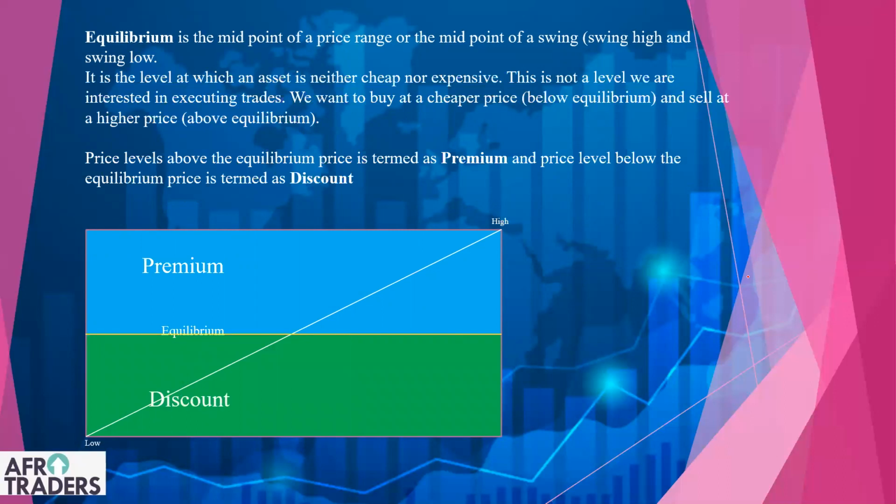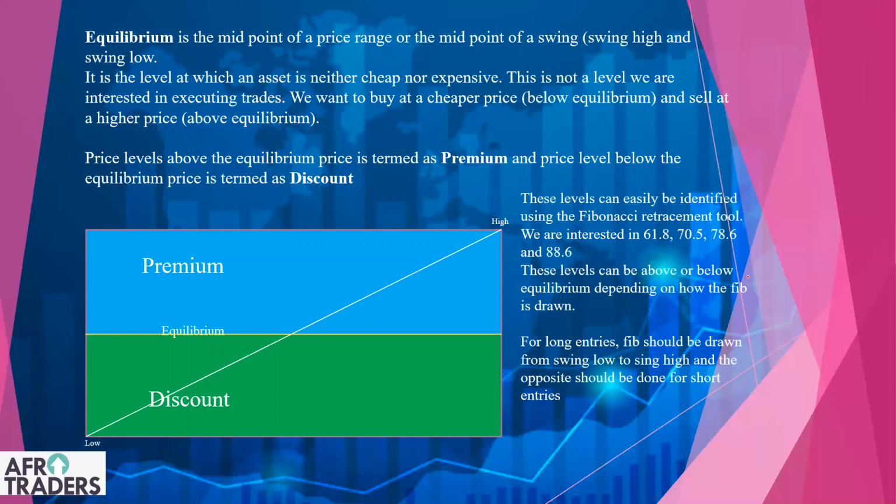So at premium, the asset is expensive and should be sold. And at discount, the asset is what? Cheap and should be bought. Now, these levels can easily be identified by drawing your Fibonacci from a swing low to a swing high, or a swing high to a swing low, depending on the kind of trade you're looking for, right?